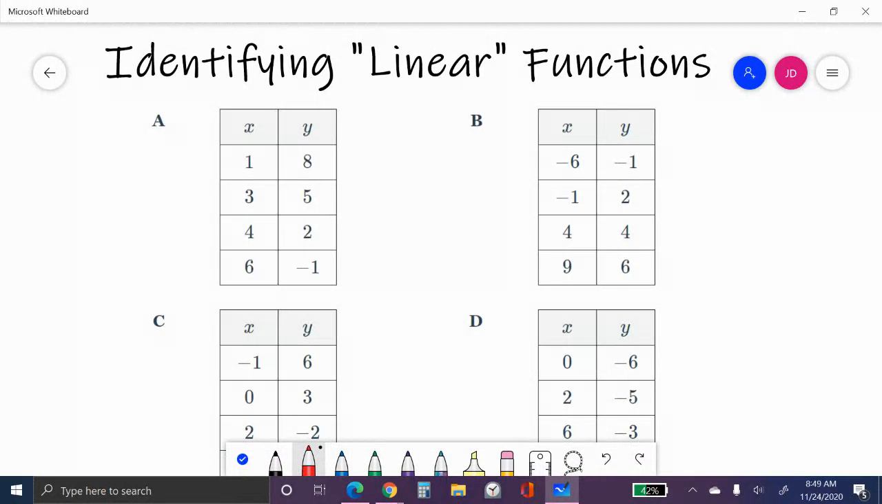In the first one here, this one goes down 3 over 2, right? The next part, you go down 3 over 1. So automatically, negative 3 over 2 is not going to be the same thing as negative 3 over 1, so it doesn't have a constant rate of change. So this is not linear.